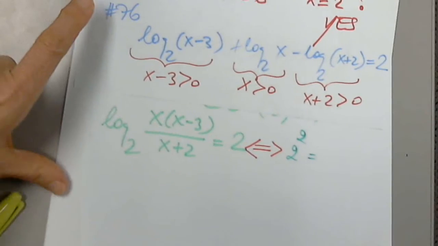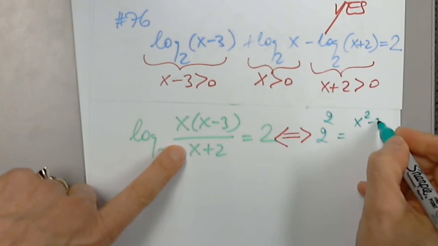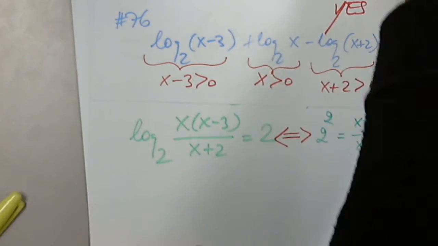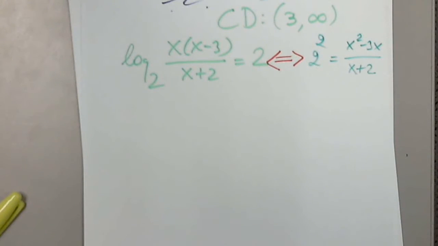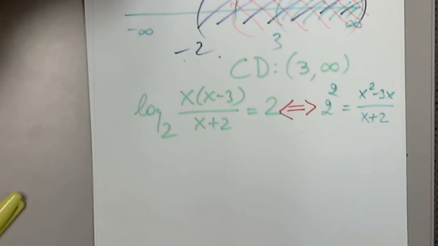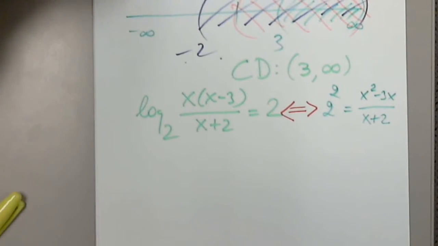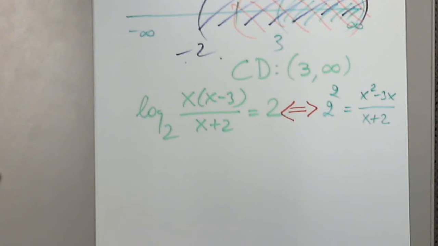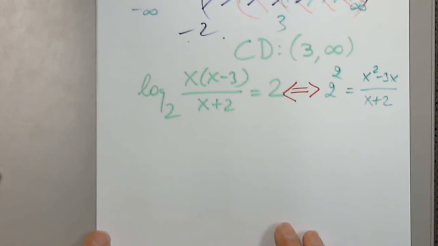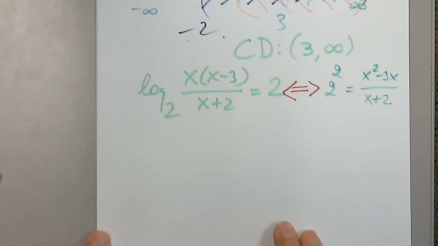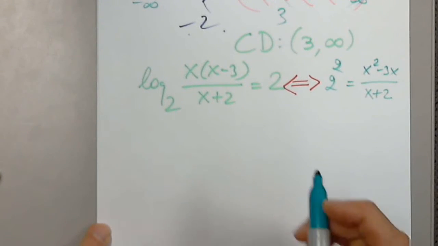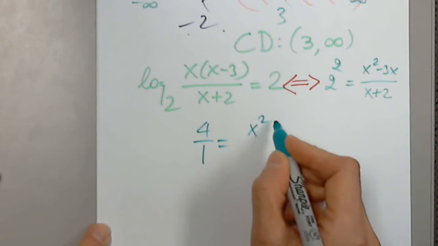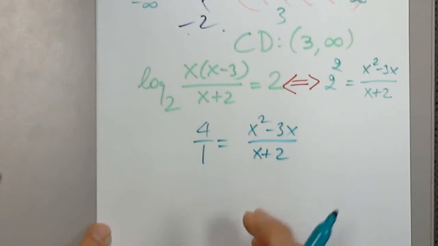I'm going to distribute: x squared minus 3x over x plus 2. Very good. What now? Now I'm asking myself, what is this? How do I solve it? First, I have to identify what it is. What type is it? Exactly. 4 over 1 equals x squared minus 3x over x plus 2.